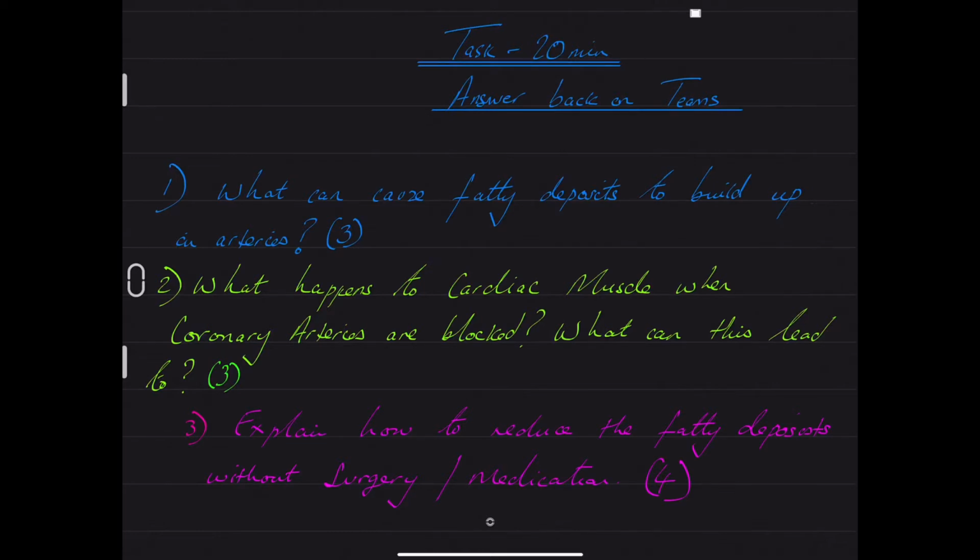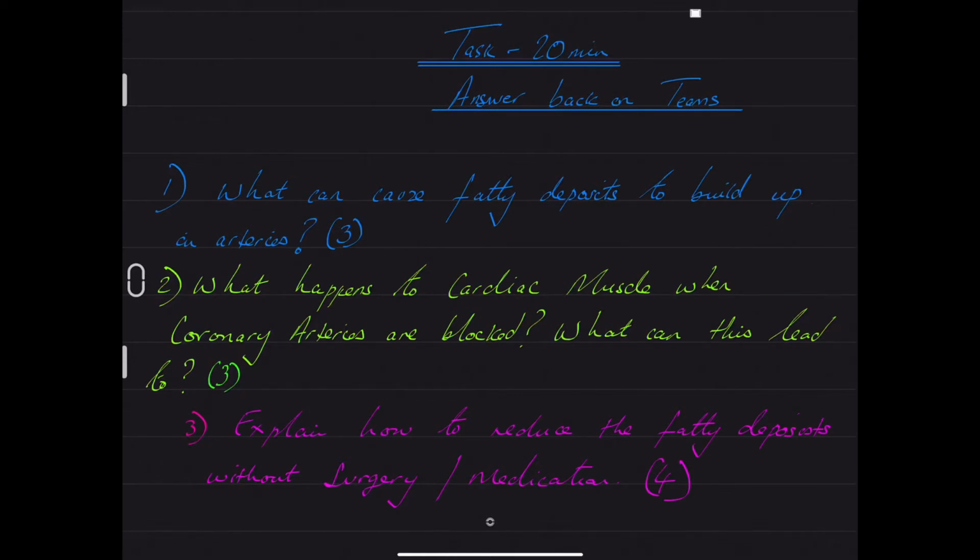So question 1, what can cause fatty deposits to build up in arteries? So what can cause fatty deposits or fatty materials or plaque to build up in the arteries, in the artery lining? What can cause the build-up of these fatty deposits? 3 marks.